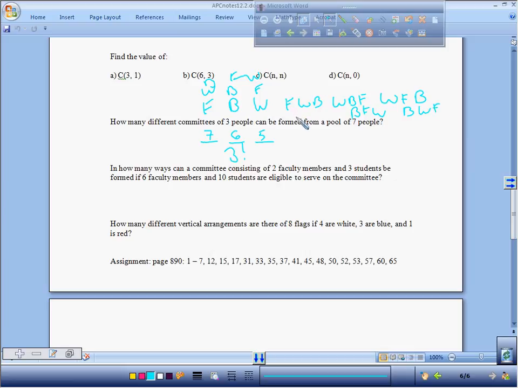But you said the order doesn't matter. That's right. So when I do this multiplication, the order does matter. I'm considering Fred, Betty, Wilma and Fred, Wilma, Betty to be 2 different arrangements. But when order doesn't matter, I need to divide away those different arrangements. So I'm going to divide away my 6 different ways, I'm going to divide by 3 factorial. And that's what a combination is. So this can be written as 7 combination 3.